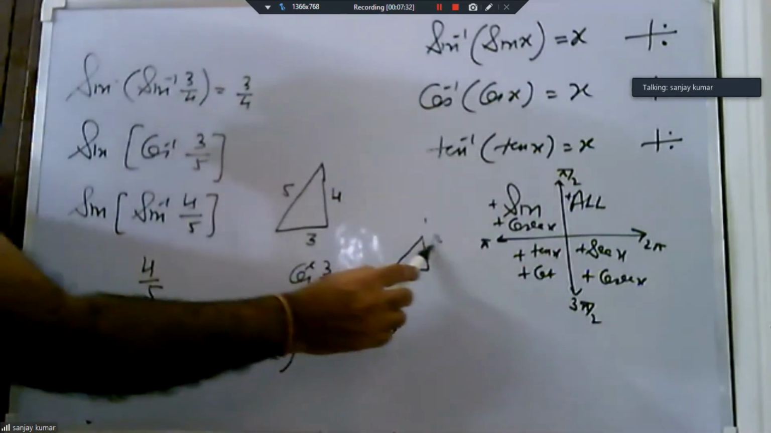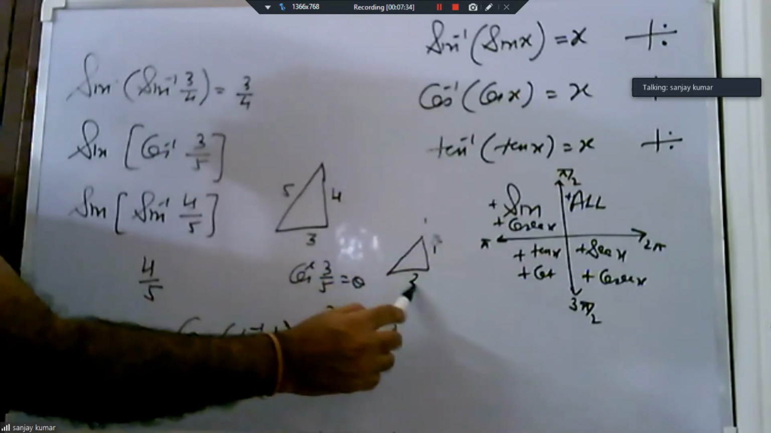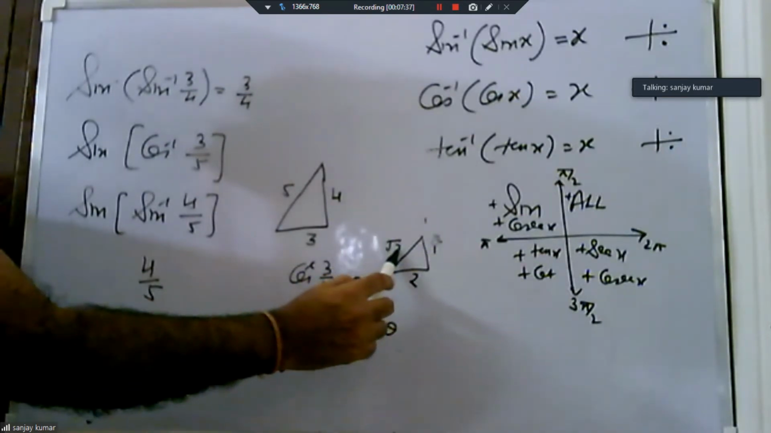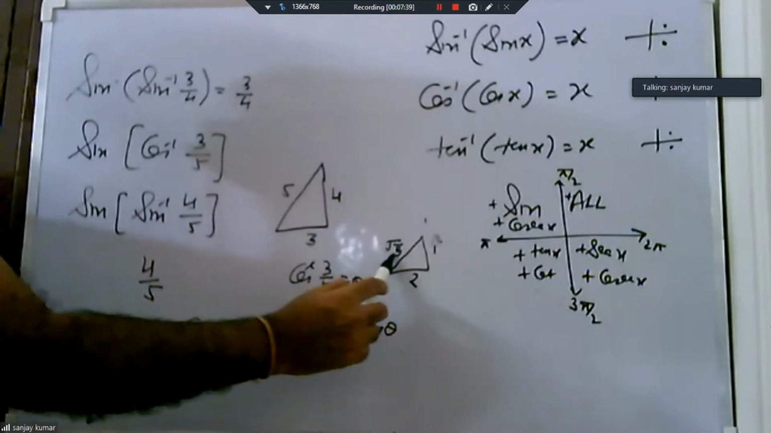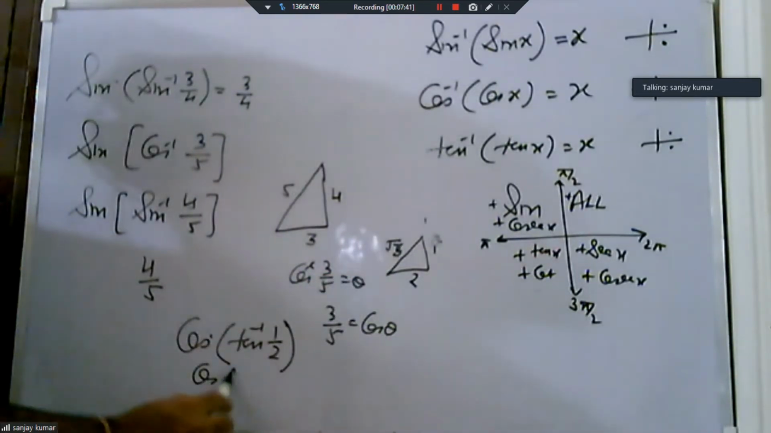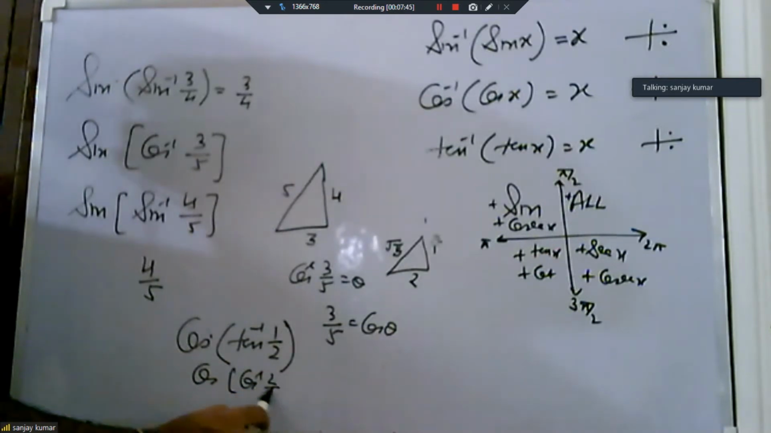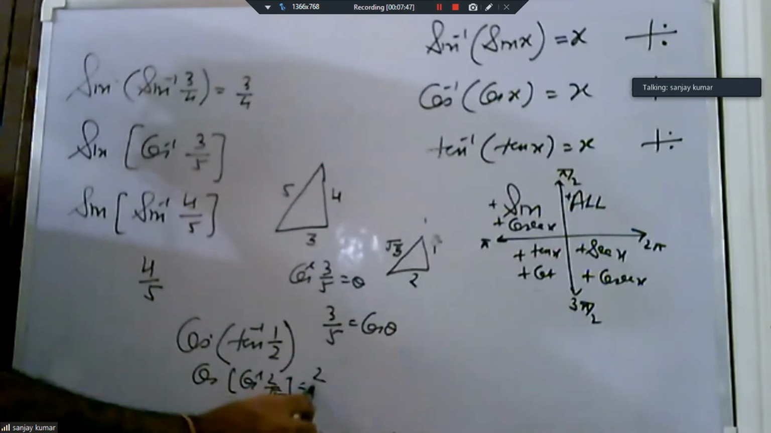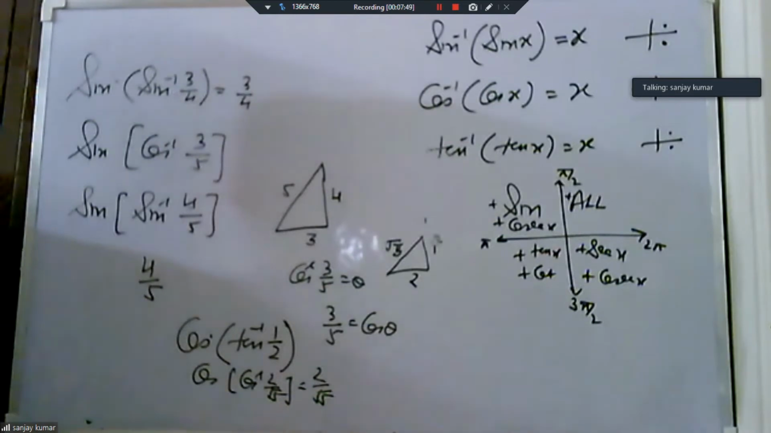The tan is perpendicular upon base. Now this is root 3. Look, 2 squared is 4 plus 1 is 5, that is root 5. Now this cos can be written as cos inverse base upon hypotenuse, 2 by root 5. So this cos is cancelled with the cos and we get the answer 2 by root 5.